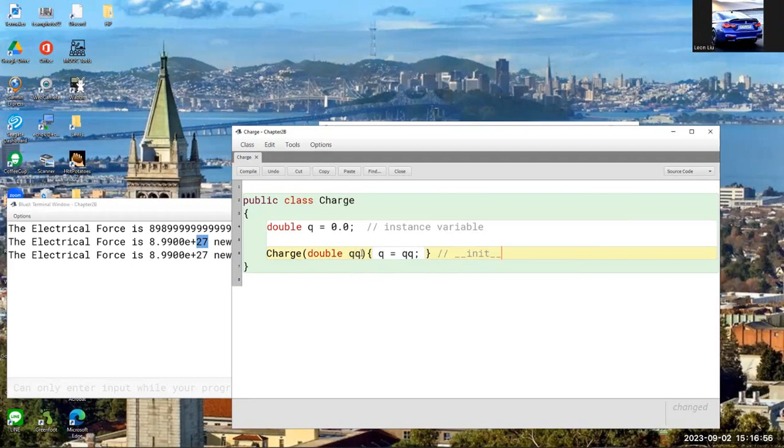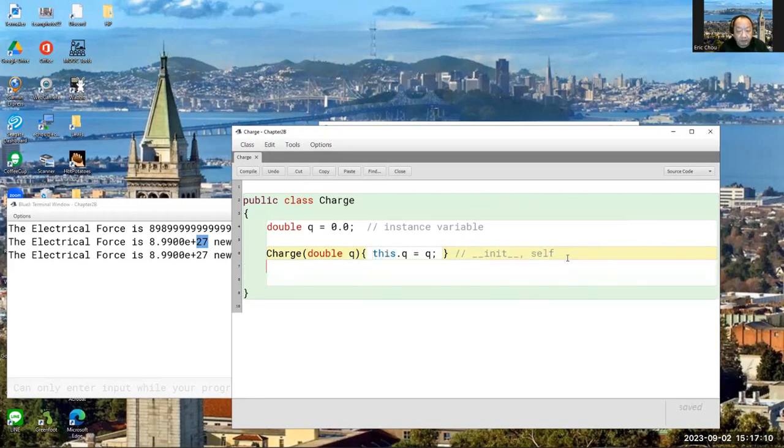Yeah, I'm fine. Right here, I'm going to keep using the same Q, but I want to use this.Q format. This just calls the current object. In Python, this is using self. But anyway, this one builds a charge with this much. Then I would like to get the electrical field. So let's do public double getField.